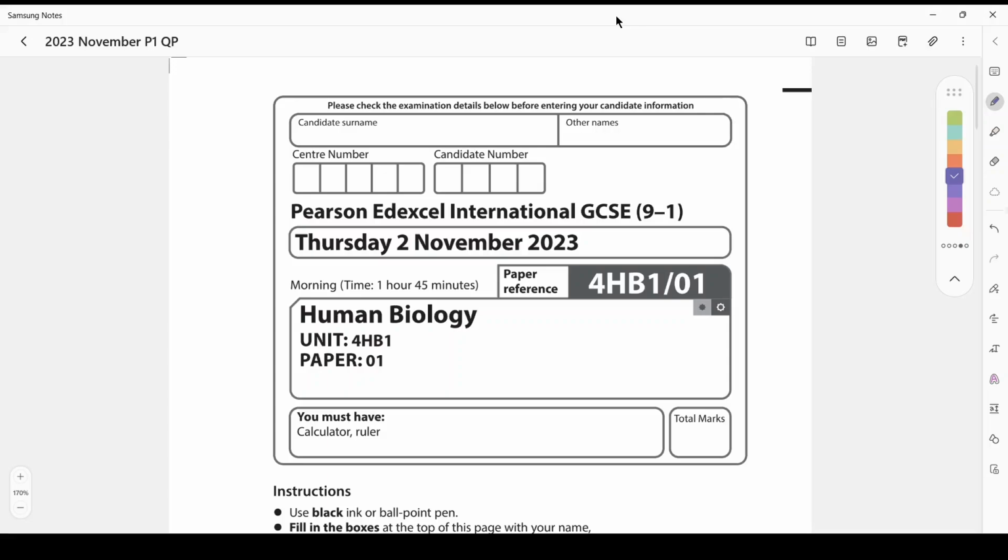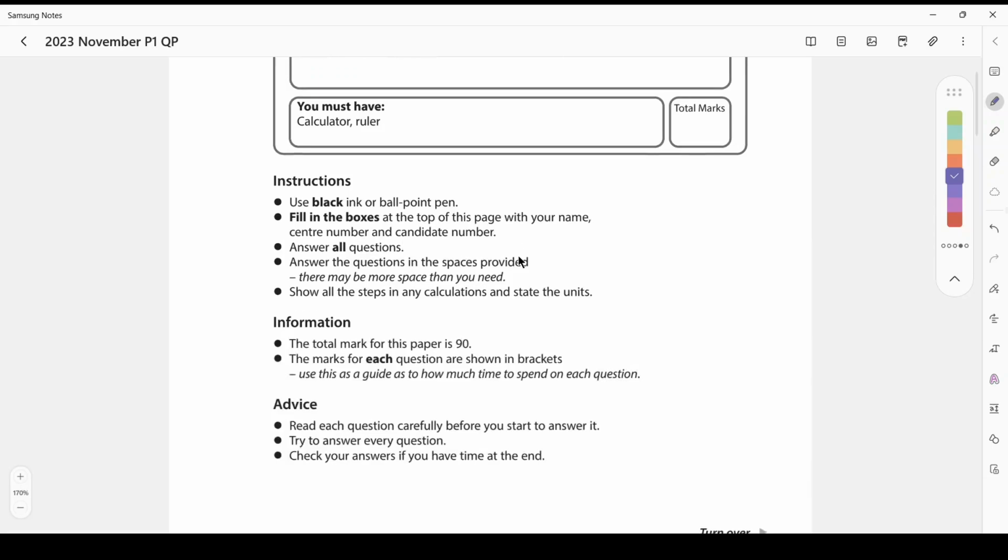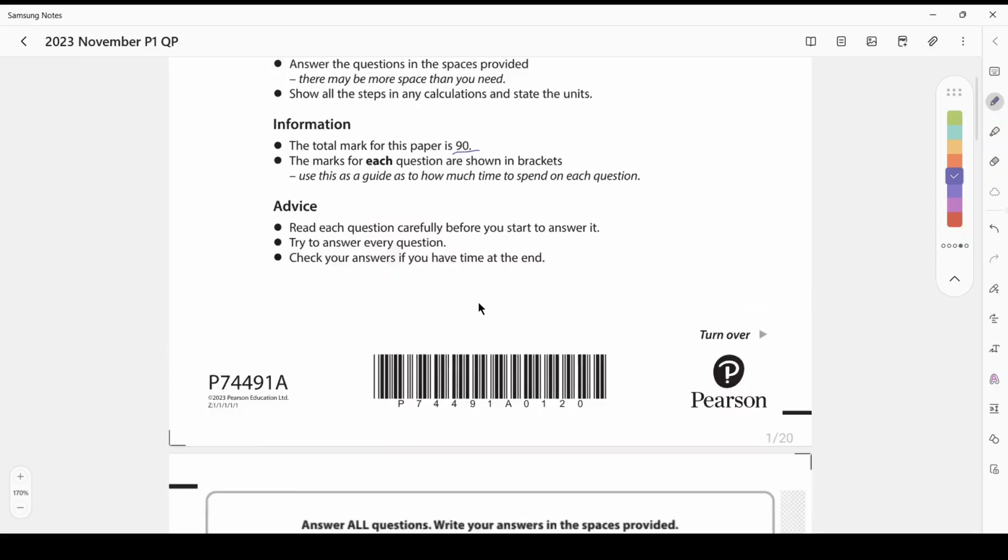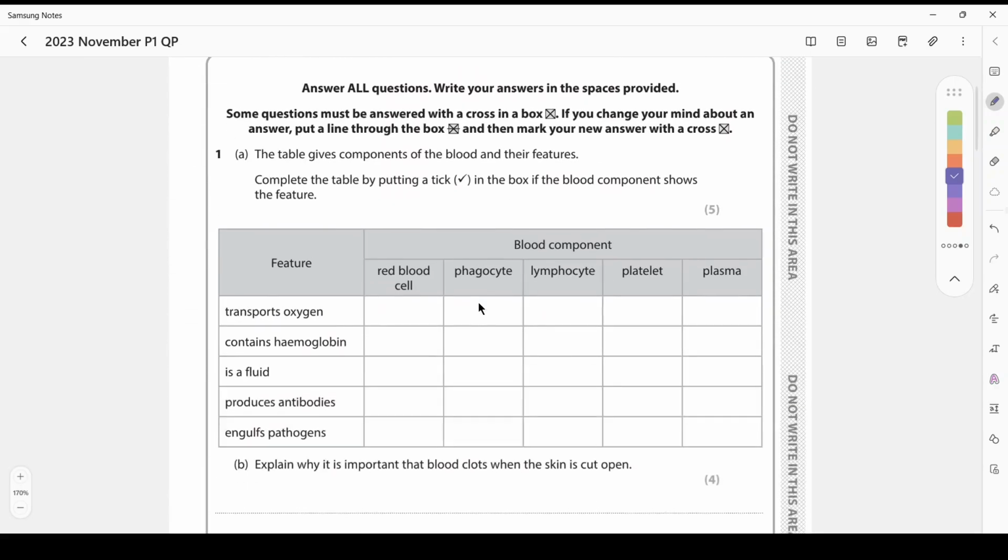Hi everyone, this is the IGCSE Human Biology past paper. This is from November 2023 and this is paper 1. So this paper takes about 1 hour and 45 minutes and it'll test you on the entire syllabus, and this paper is out of 90 marks. All right, let's start off with the first question that we have here.